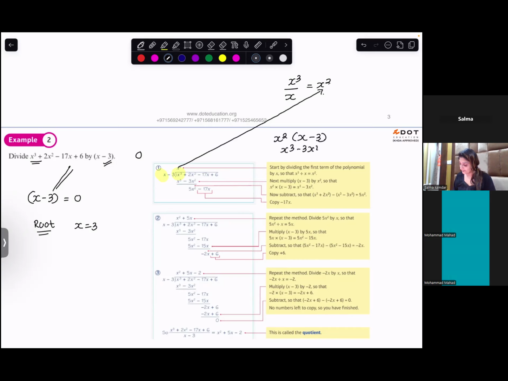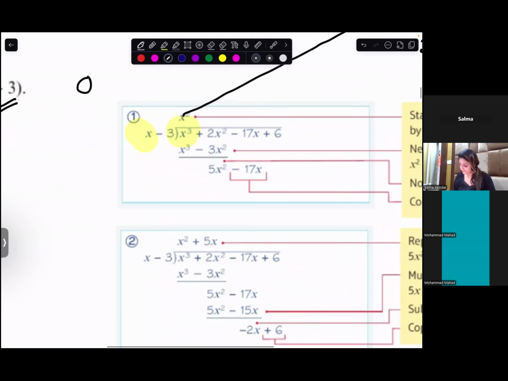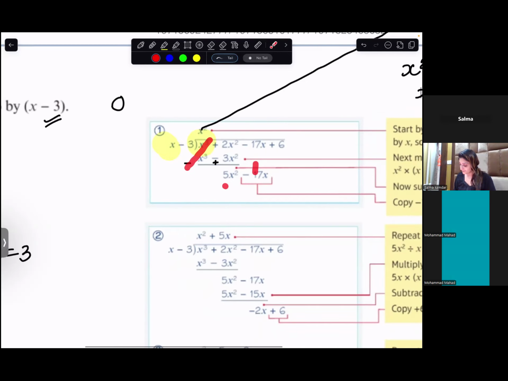And then you write it. Then we'll subtract both terms, changing the signs of the bottom terms. Then you cut it and you get this, and you take the next term down. Then how do you get the next term of your quotient? Then we'll do the same steps again.